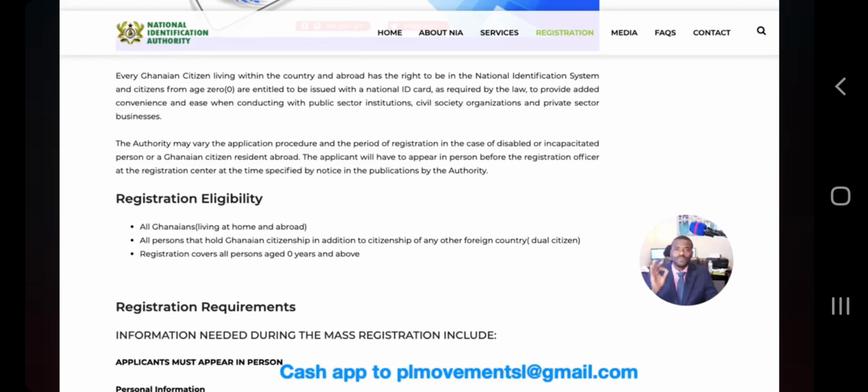The authority may vary the application procedure and the period of registration in the case of disabled or incapacitated persons or a Ghanaian citizen resident abroad. The applicant will have to appear in person before the registration officer at the registration center at the time specified by notice in the publications by the authority.